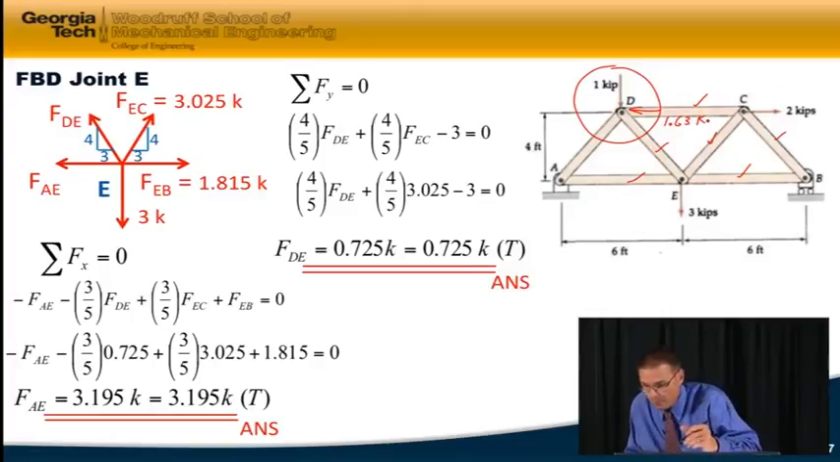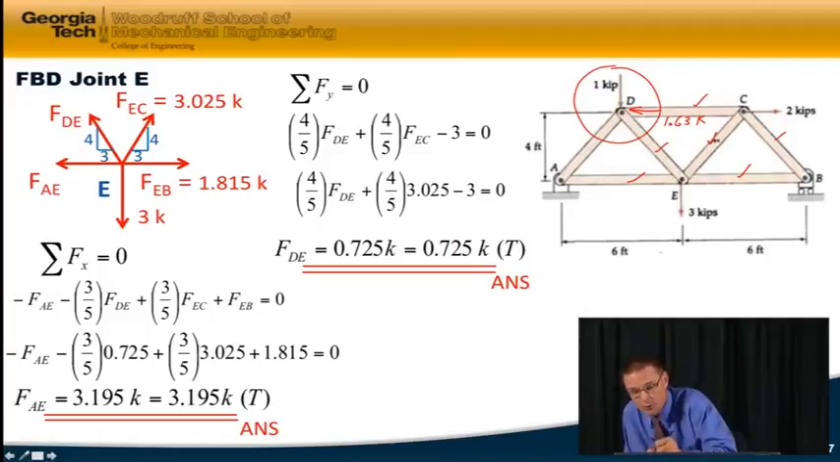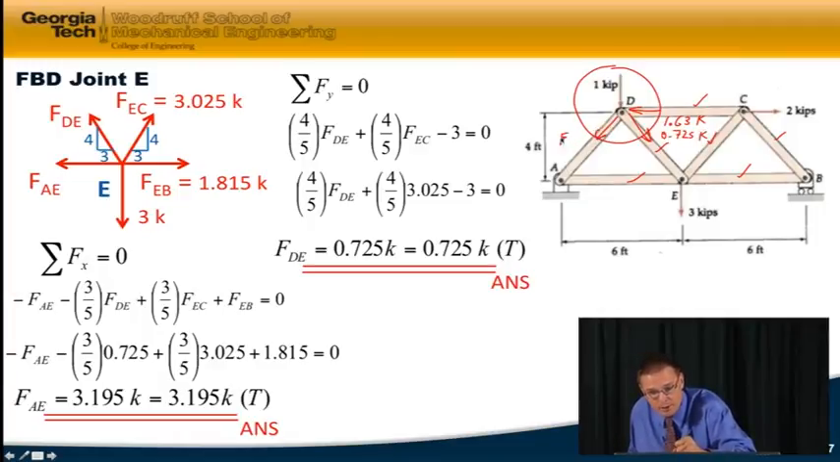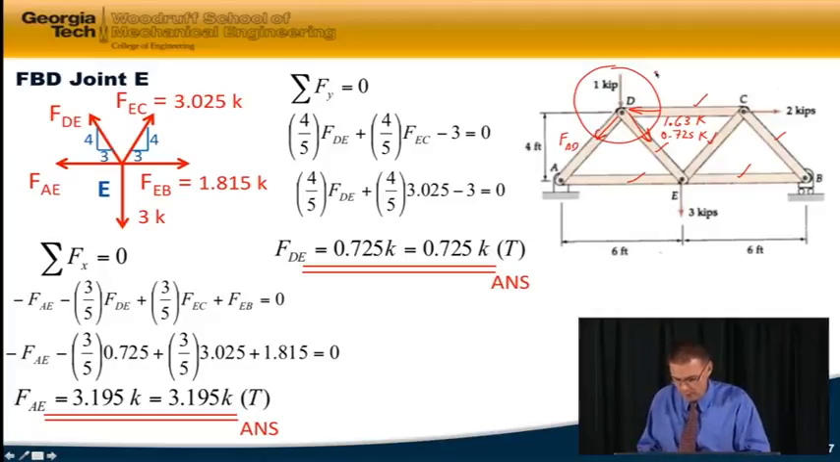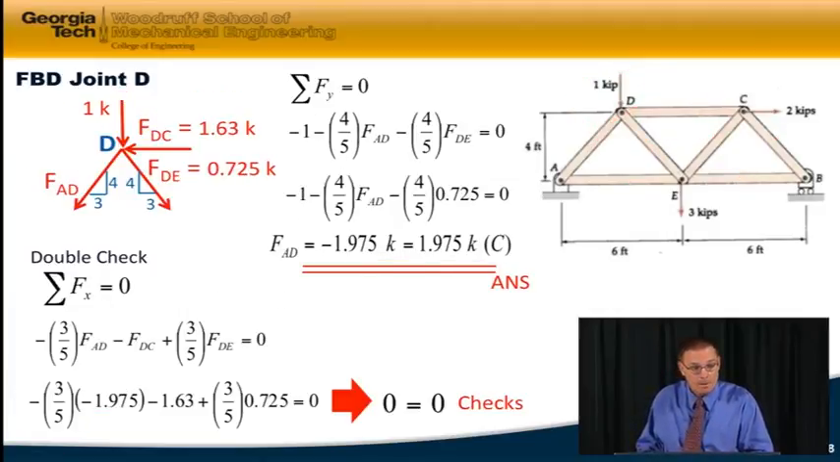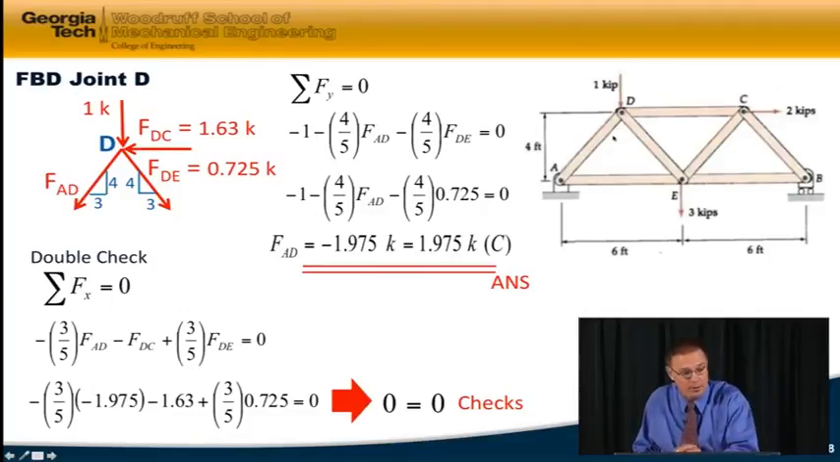Then we have FDE. Here it is, 0.0725 in tension. This is unknown, so we'll just call that FAD. That's a free body diagram of joint D. And here is joint D. And, oh, I forgot to put in, no, I put them all in.